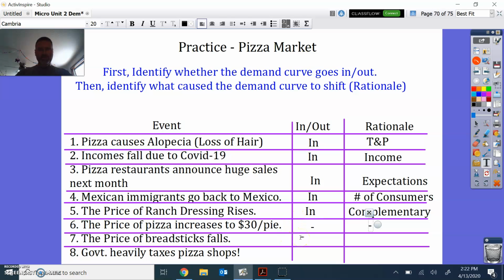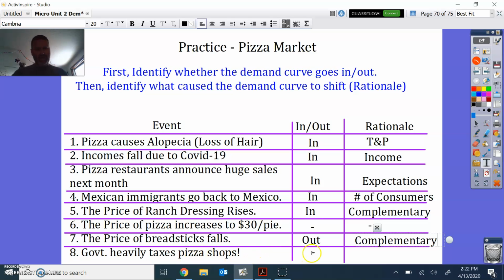The price of breadsticks falls. Oh, yeah, you buy them together. My daughter, breadsticks, you can't believe it, right? What are they? Complementary goods. Okay, well, why didn't you move? Okay, and the last one.